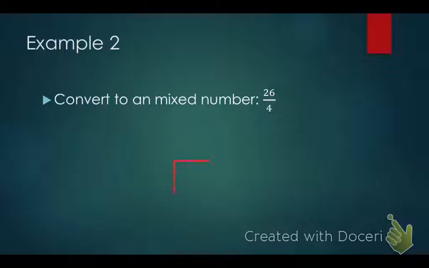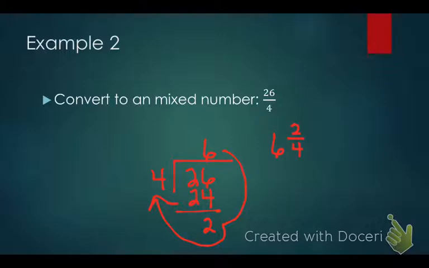We have 26 divided by 4, and 4 will go into 26 6 times for 24, and 6 minus 4 is 2. So we have our whole number is 6, and our fraction is 2/4. 6 2/4. Now I need to think, is my fraction simplified?